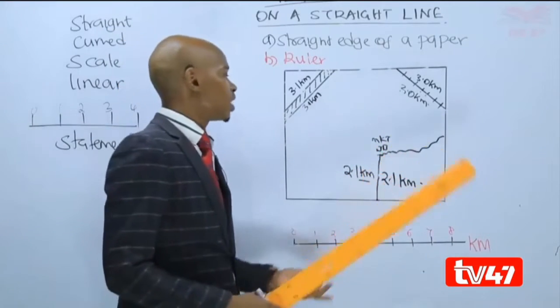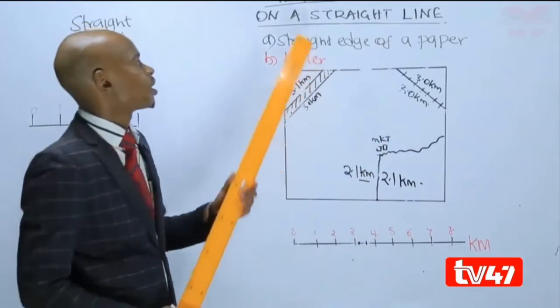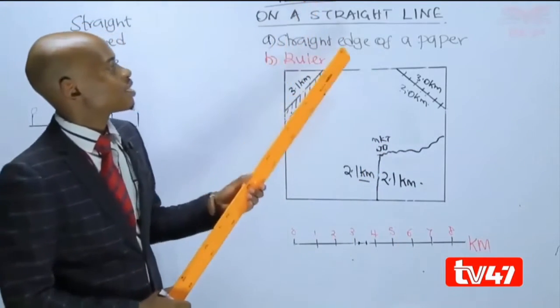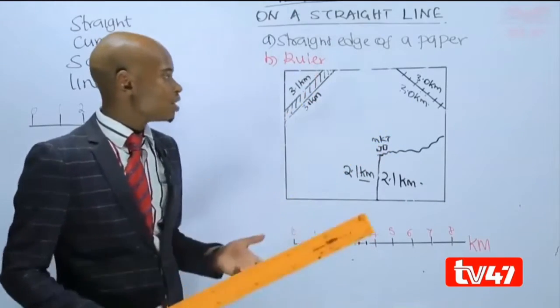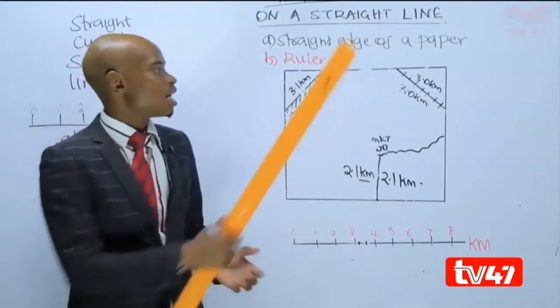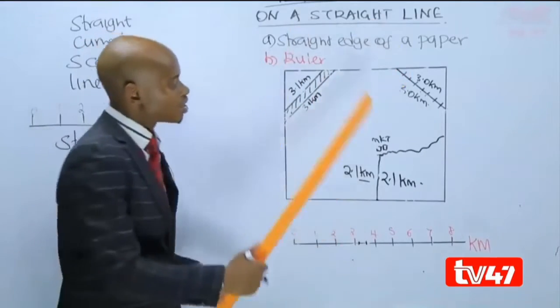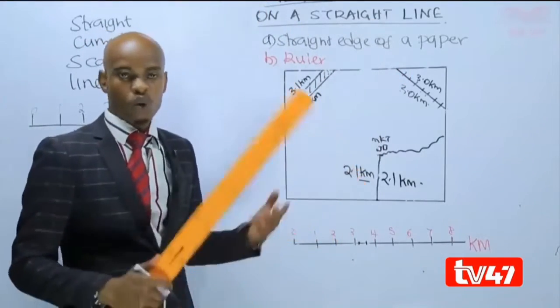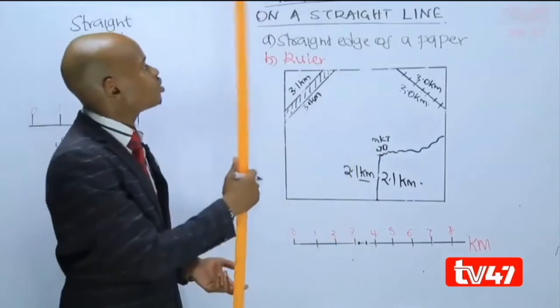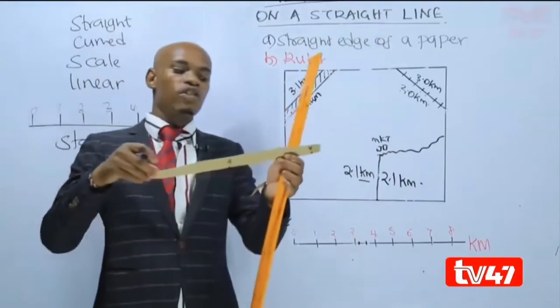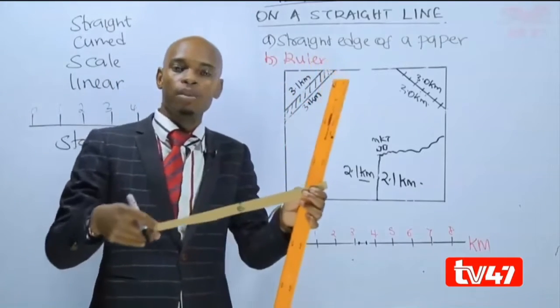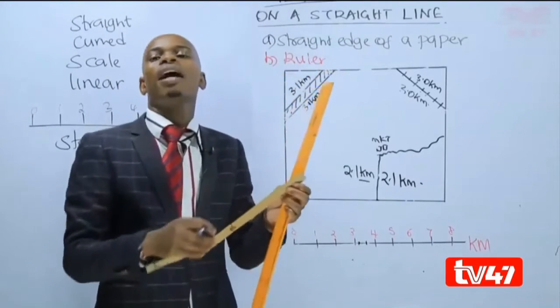Maybe to recap what we have learned today: we were trying to measure distances of a straight line on a map. A straight line may be a straight road, a straight railway, a straight river. What can we use to measure? We can use a straight edge of a paper. Make sure it is a straight edge of a paper, and make sure it does not have any markings.